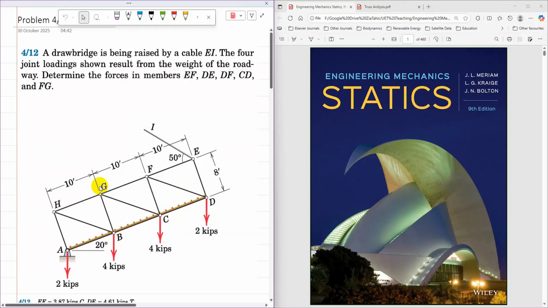This problem can be solved by first passing a section and then solving joints, and I'm going to solve it using the method of joints.